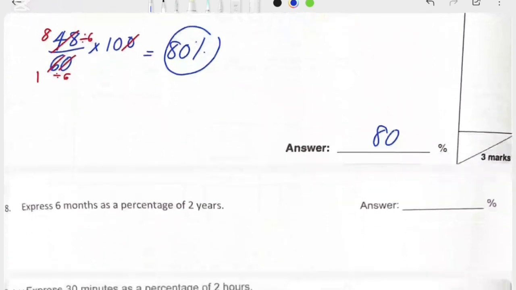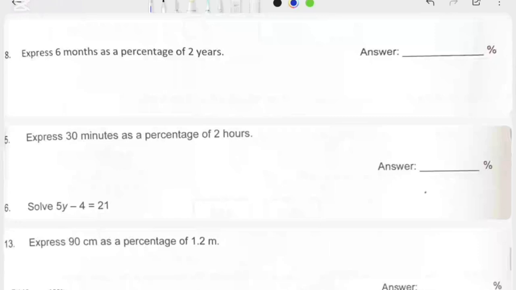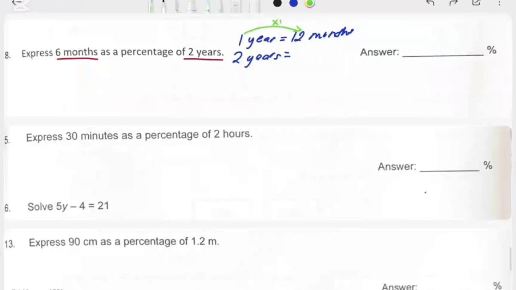Moving on to the next question. Express 6 months as a percentage of 2 years. 6 months and 2 years, they are in different units. So let's first convert 2 years into months. Now let's recall the conversion rate between years and months. 1 year is equal to 12 months.